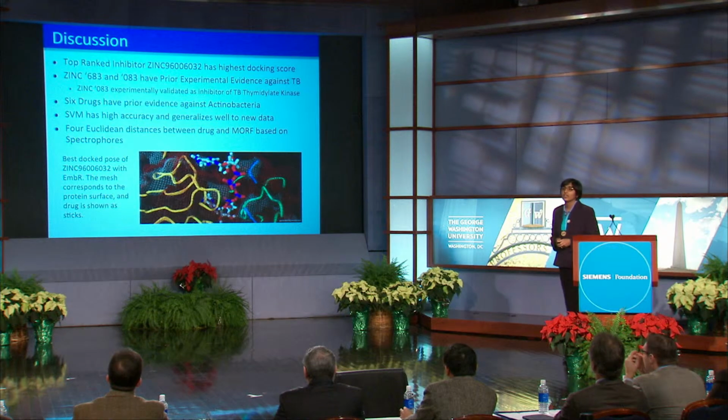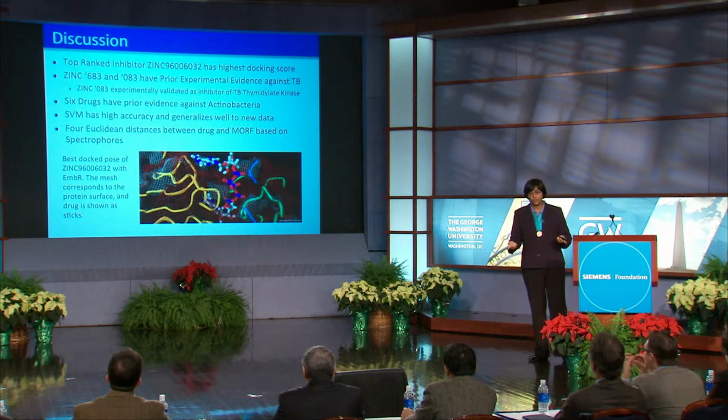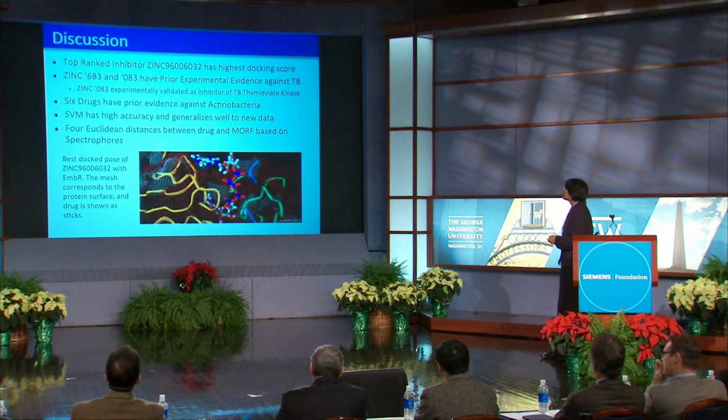So our top ranked inhibitor, zinc 9600632, which I will call zinc 032, also had the highest docking score. 2 of the drugs, zinc 683 and zinc 083, have prior experimental evidence against tuberculosis already. Zinc 083 was experimentally validated as an inhibitor of TB thymidylate kinase. In addition, 6 of these drugs have prior experimental evidence against actinobacteria, the family to which tuberculosis belongs. Our SVM has high accuracy and generalizes well to new data based on only 4 Euclidean distances between the drug and the morph. Here you can see the top-ranked drug, zinc 032, bound to EMBER, its protein receptor, shown as a mesh.